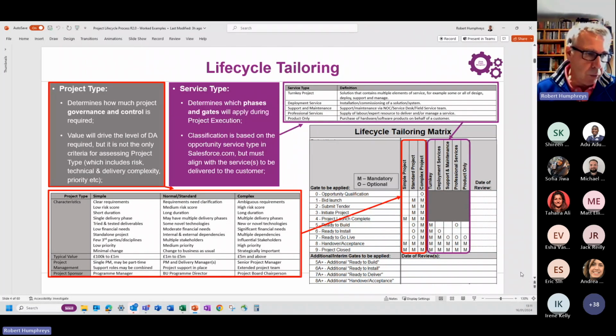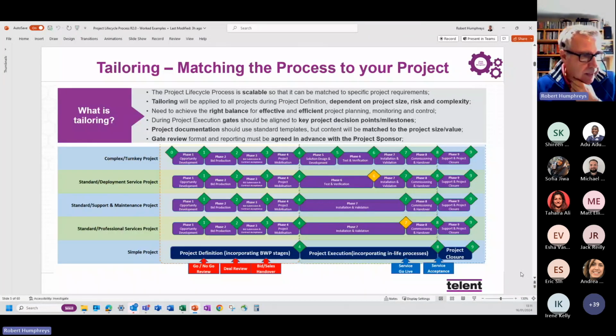And what we're trying to do is make sure that when you look at that, some of those gates will be absolutely mandatory as far as those services are concerned. Some will be optional, but once again, it comes down to the delivery risk and the complexity of your project as to whether or not all of those gates are going to be appropriate.